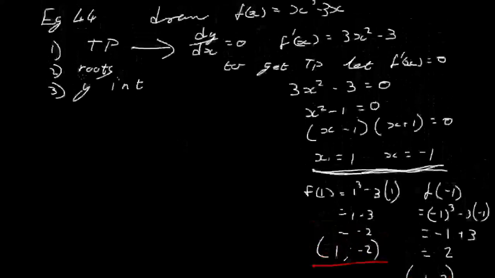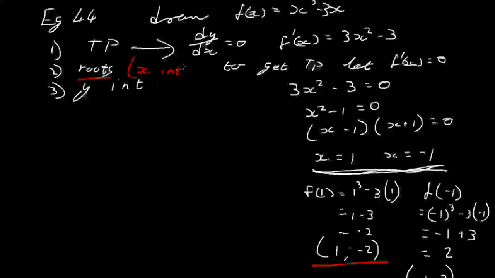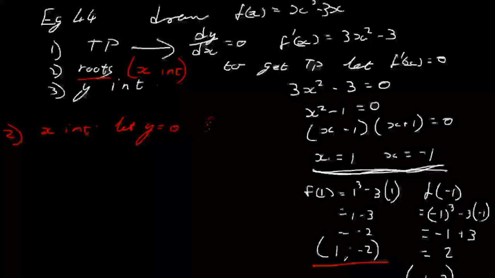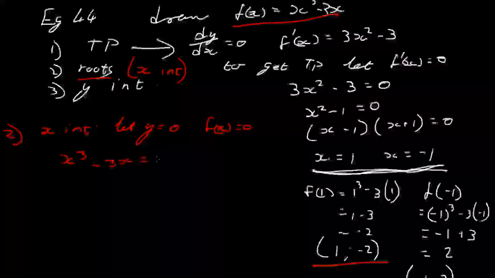Next, they say calculate the roots. Okay, so the roots I'll do in red. How do we calculate the roots? The roots are also known as the x-intercepts. How do we get an x-intercept? We let y equal 0, or f of x equal 0. So we take our f of x and let it be equal to 0. So x cubed minus 3x equals 0.